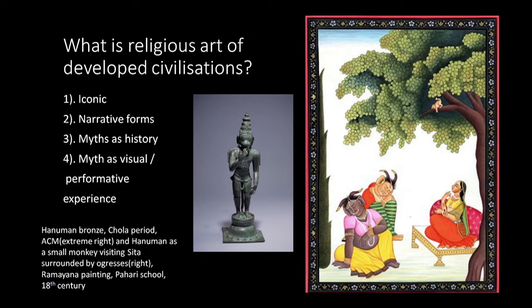So next we'll look at how religion developed in advanced civilizations such as India and China. And here is an example of the Hindu epic Ramayana. We look at it or examine it from the perspective of history and not necessarily religion, that gave rise to so many interpretations in Asia through visual and performative experiences.